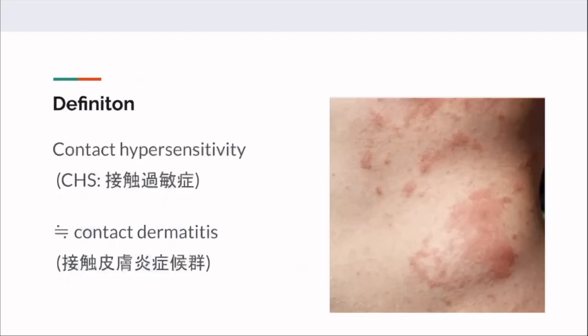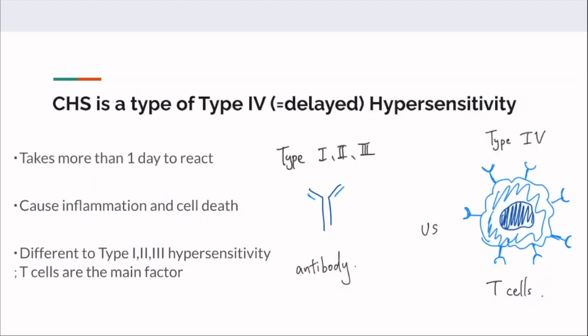Contact hypersensitivity in Japanese 接触過敏症 is close to contact dermatitis 接触皮膚炎症候群. Contact hypersensitivity is a type 4 hypersensitivity. In type 4 hypersensitivity, which is also known as delayed hypersensitivity, it takes about 1 to 3 days to react after the initial connection. When reaction occurs, inflammation and cell death occur inside our body.